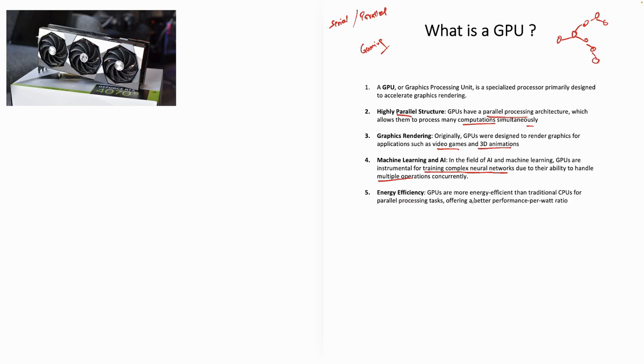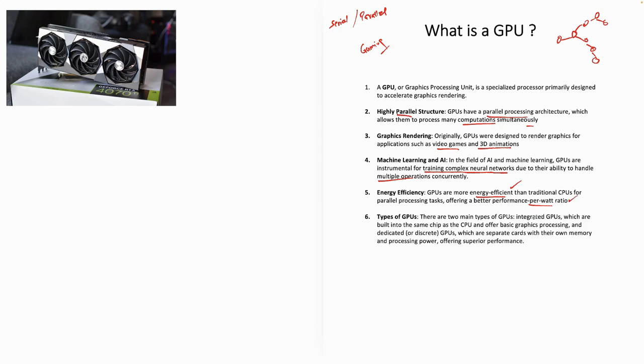And GPUs are more energy efficient. Remember, guys, you might think that, oh, there are thousands of processors, so that won't be energy efficient. No, the way GPUs are designed, they are more energy efficient than traditional CPUs for parallel processing tasks. You can do parallel processing tasks with CPUs as well, right? But they're not energy efficient. You can run a task using multiple cores, but the architecture of GPUs is such that it can break a task into multiple subtasks and do them in parallel. So GPUs offer a better performance per watt ratio, right?